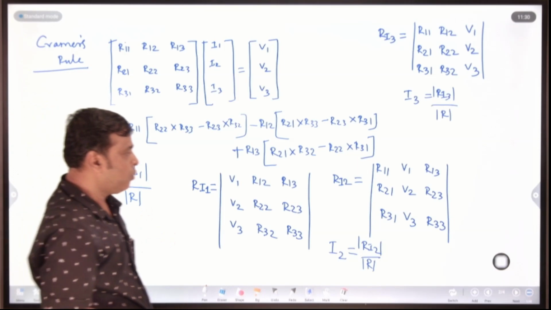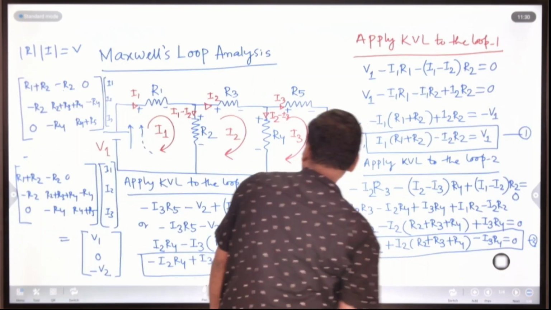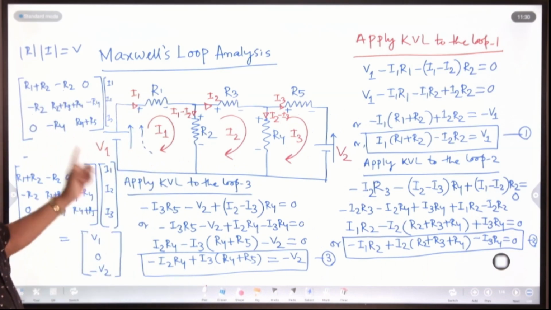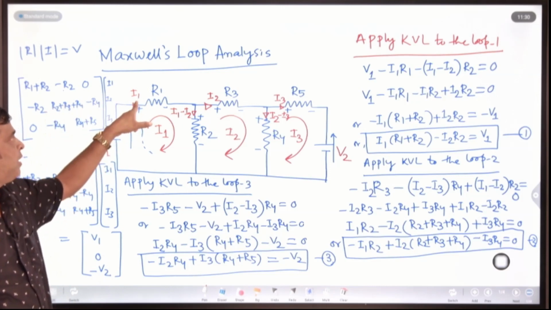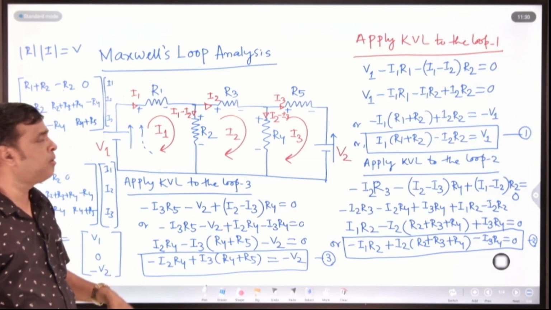Then once you get the values of I1, I2, I3, you can easily calculate what amount of current flows through each branch. Here the branch through R1 carries I1. Whatever the value of I1, you consider that. What is the current flowing through R2 is the question asked.